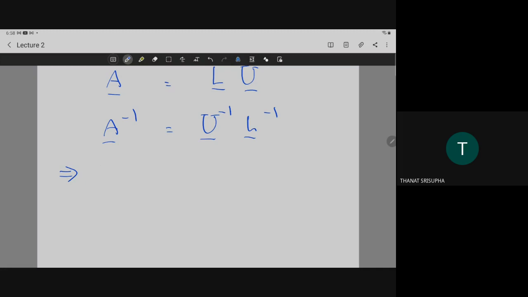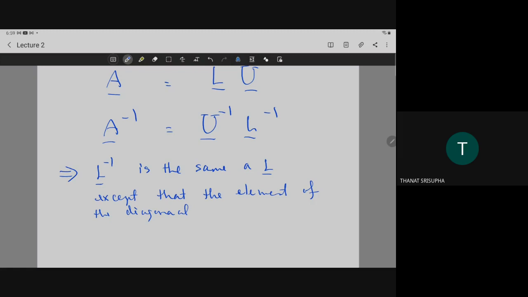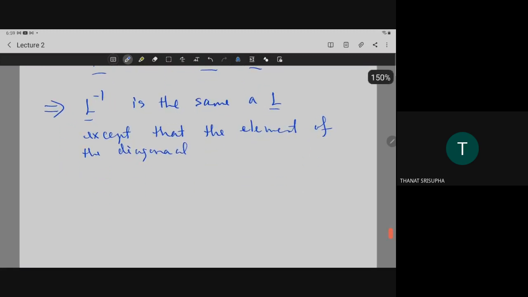And it's quite simple because the L inverse is the same as L, except that the elements of the diagonal axis, or the diagonal lines, are reversed from positive to negative, okay?